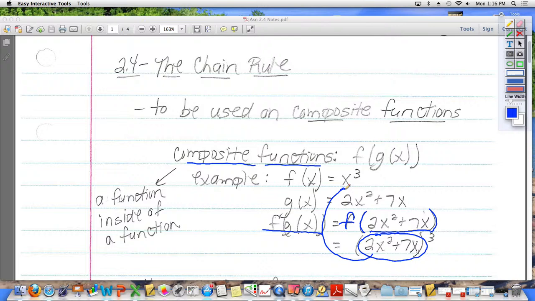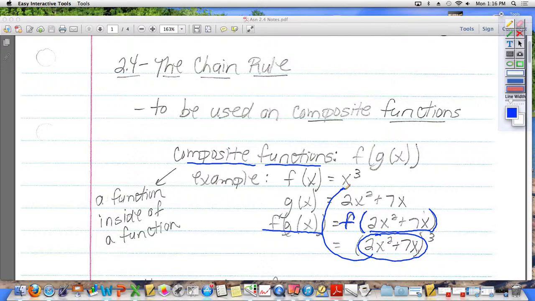If I asked you to find the derivative, one thing you could do is actually write 2x squared plus 7x out 3 times. You could multiply all of them together, which would end up being a horrendously long polynomial. You'd have to reduce it, and then find the derivative of each term. But that's very tedious. There's a much easier way, and the shortcut I'm going to show you is to use the chain rule.